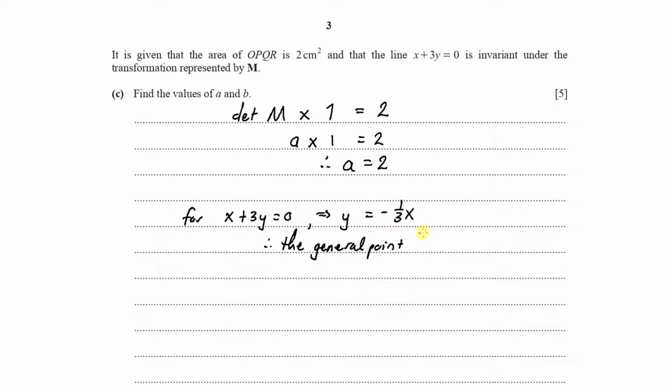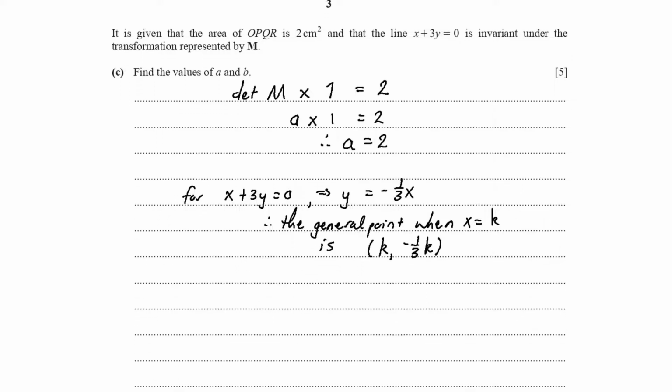on this line when x is equal to k is, in this case, k and minus a third k. So we just want a representation of any point on the line. And we say when x is equal to k, what is y? y comes out as minus a third k. So k and minus a third k represents any point on the line x plus 3y is equal to 0.